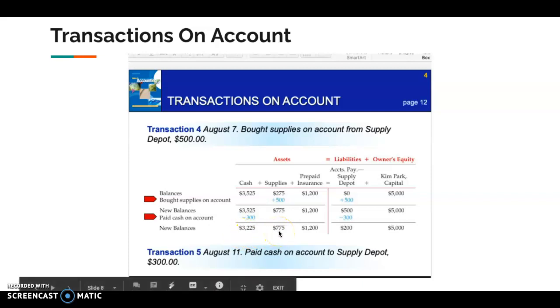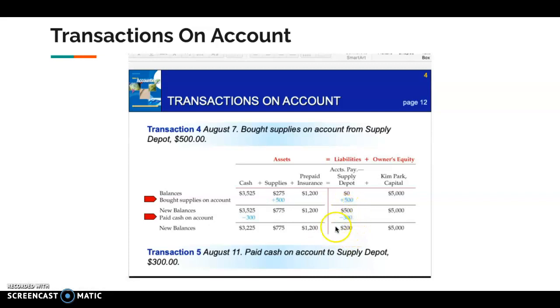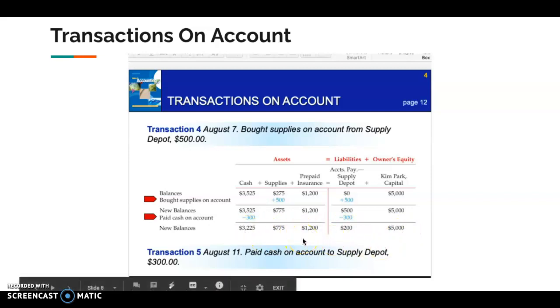We still have this amount in supplies. We have this amount in prepaid insurance. Now we went from owing 500, and now we still owe 200. Again, if we add up these numbers and these numbers, our accounting equation would equal.